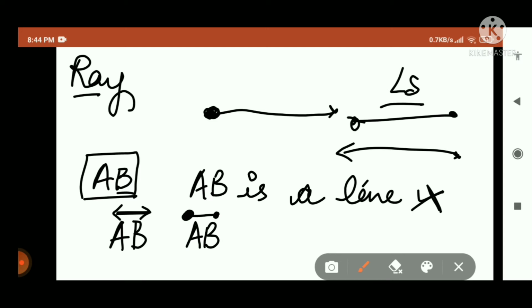Now if I say denote AB as the ray, then AB, then the symbol of ray.